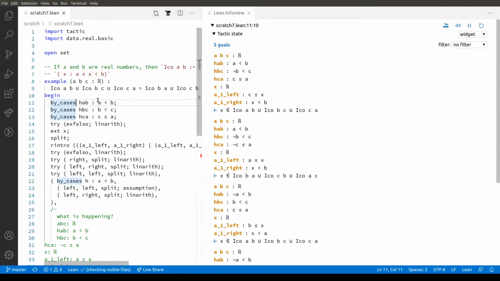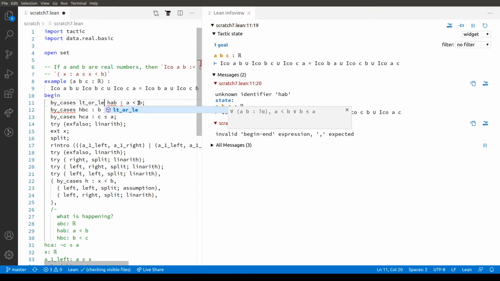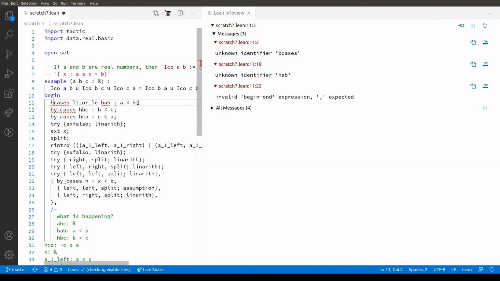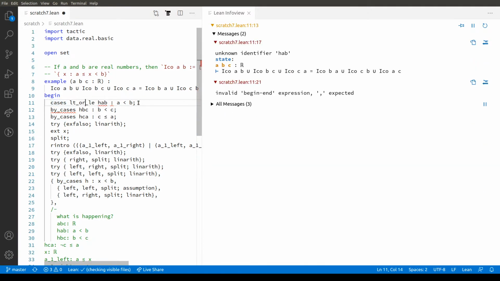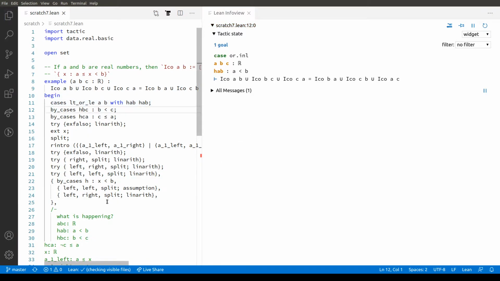LT or LE? LT or LE, is that a thing? It is a thing. By cases, we could do this. Cases LT or LE a b with hab. Now, I think everything will still work, but I think now we won't get these nots.